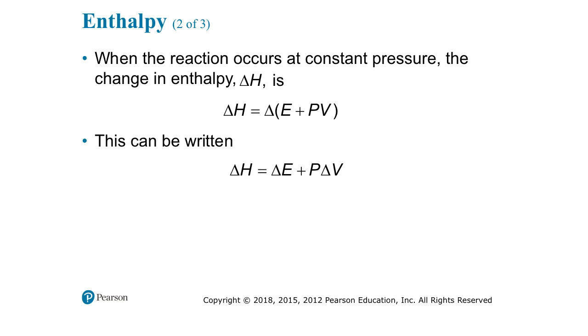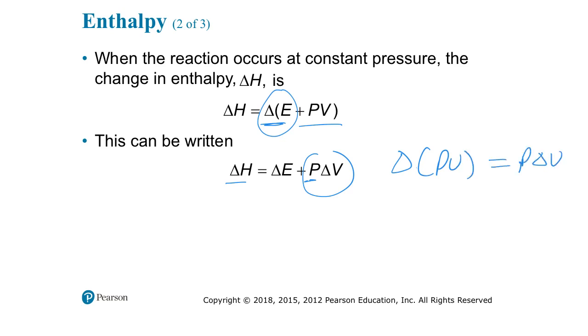So the change here is just implying the final minus the initial energy and the pressure volume of the system. You end up being able to write that delta H is then equal to delta E plus delta PV. But if pressure is constant, then pressure is not changing. So if we have delta PV, that would be equal to P delta V since the pressure is not changing. So the only thing changing in a constant pressure system might be the volume of the system.